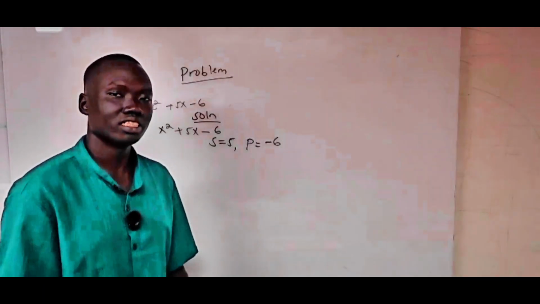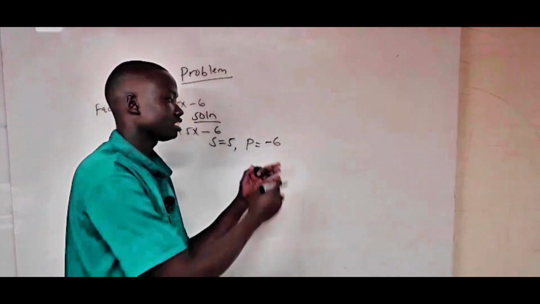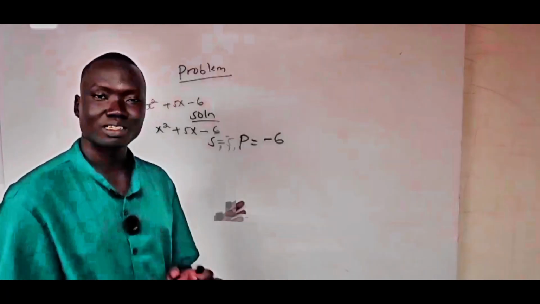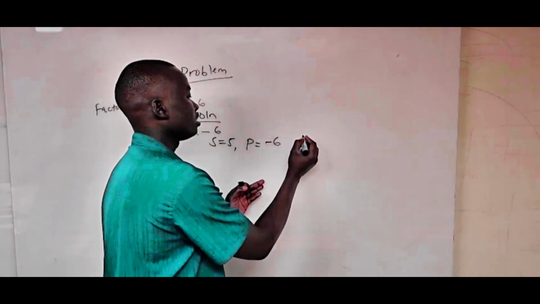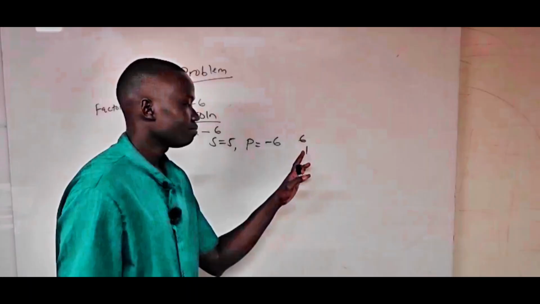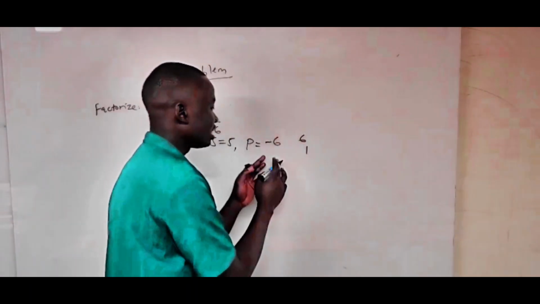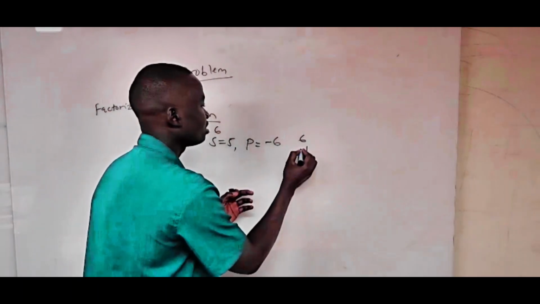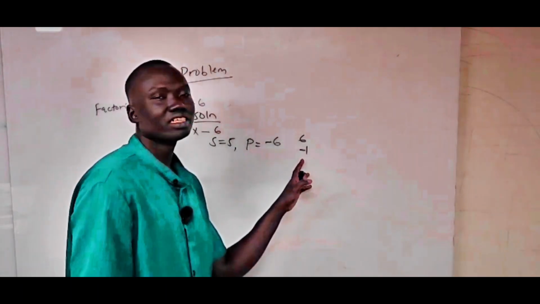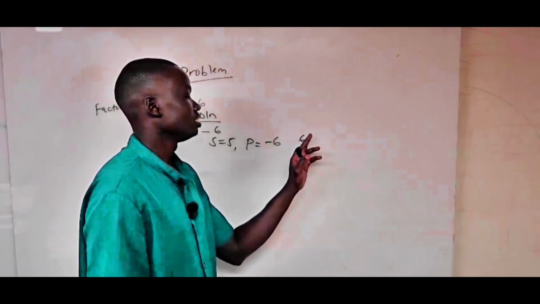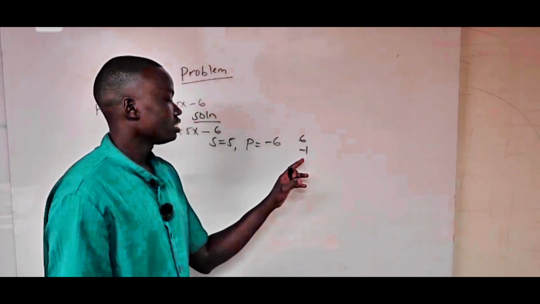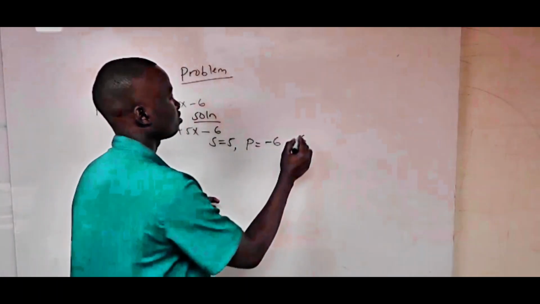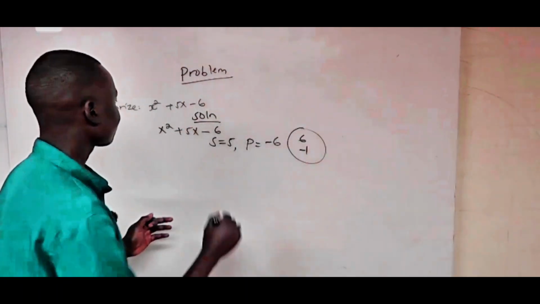Now we are going to think of two numbers. Whenever they are multiplied, you get negative 6, and whenever they are added, you get positive 5. What are those numbers? We are going to consider 6 and 1. 6 multiplied by 1 is 6, but here it is negative 6. So can we make this one negative? Let's make this one negative. 6 multiplied by negative 1 is negative 6. 6 plus negative 1 is like 6 minus 1, so it is positive 5. So actually these are the numbers.